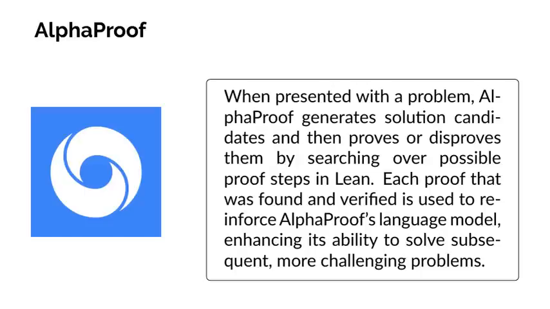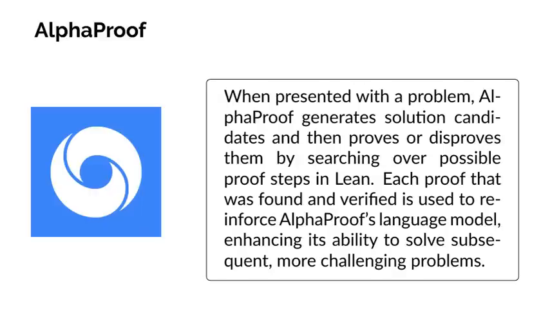There are several reasons this system is relevant to the discussion, but one of the more recent ones is this work on AlphaProof. We don't have a lot of details behind how AlphaProof works, just that it did extremely well at a very hard math competition, and a blog post that says, when presented with a problem, AlphaProof generates solution candidates and then proves or disproves them by searching over possible proof steps in Lean, which is a proof assistant.